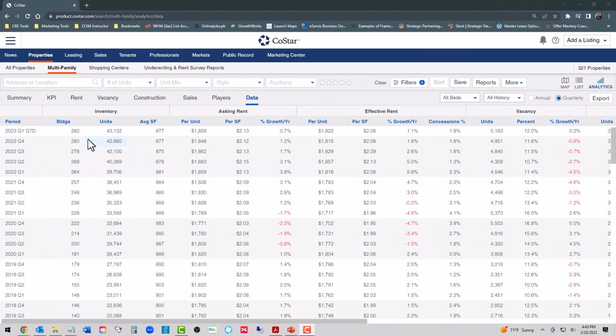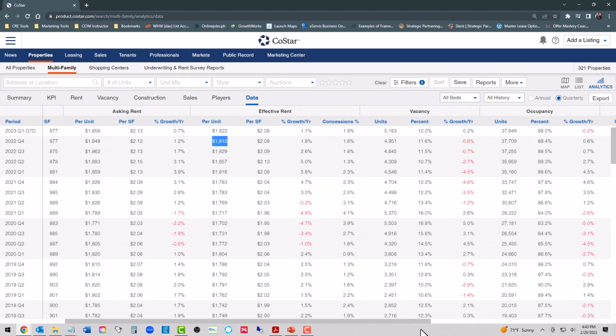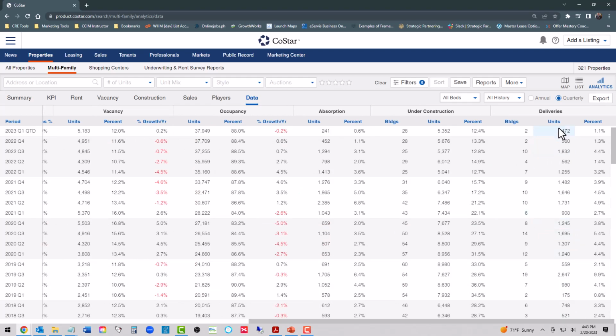Here is the Class A rent analytic data. There are 280 properties in the market, totaling 42,660 units. We are looking at effective rent. First quarter, they were at 1816, went up to 1857, and then, as with all asset classes, started trending down, and are trending down a little bit larger than we saw in all three combined. If we scroll across to deliveries and absorption, we can see 1255 delivered in the first quarter, 1413 absorbed, so not bad there. 562 delivered, 798 absorbed, so that is good.